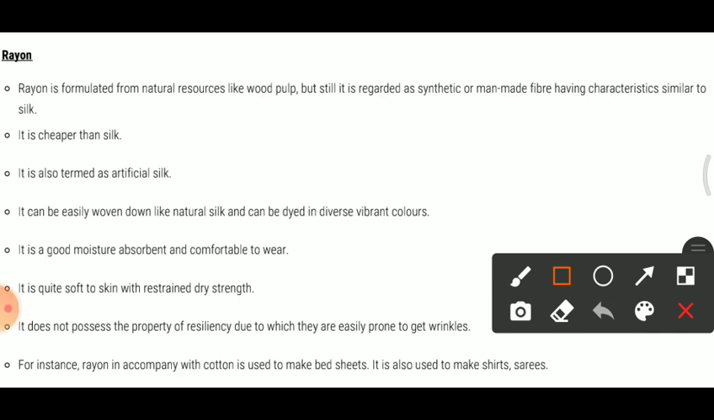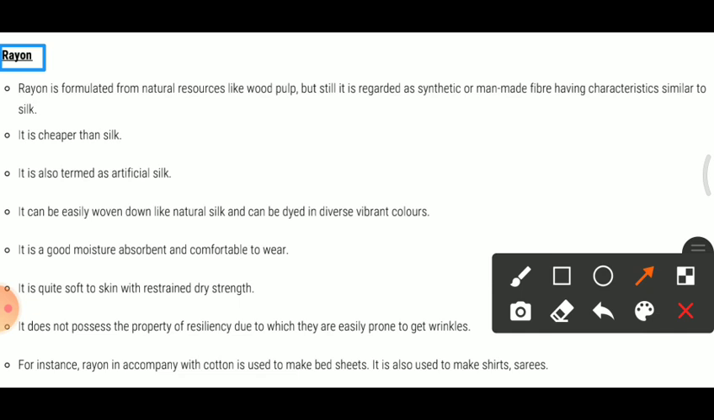The first synthetic fiber is rayon. You have read in class 7th that silk fiber obtained from silkworm was discovered in China and was kept as a closely guarded secret for a long time. Fabric obtained from silk fiber was very costly, but its beautiful texture fascinated everybody. Attempts were made to make silk artificially.